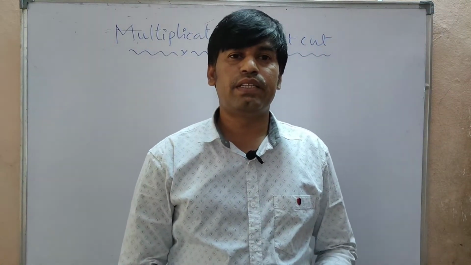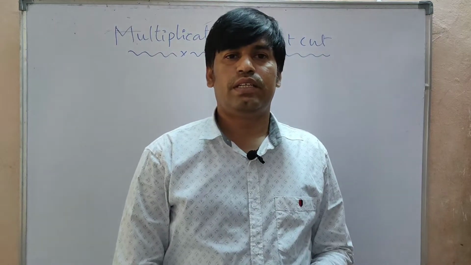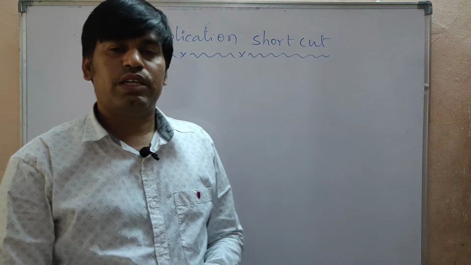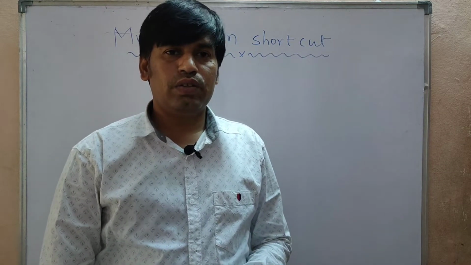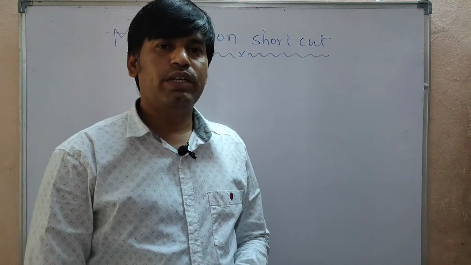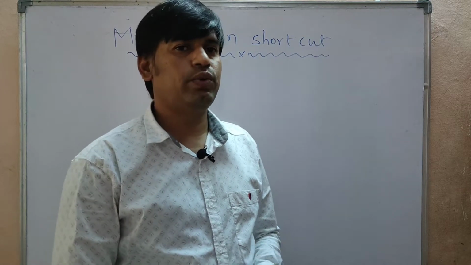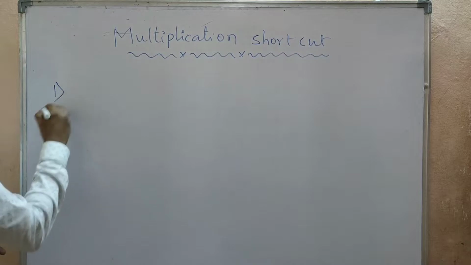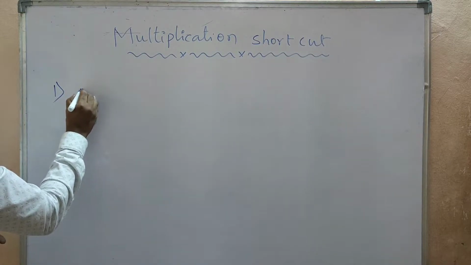Your multiplication shortcut trick. In the trick, two methods are there. Which methods are those? You can observe here. Starting, I am taking 2 by 2 numbers. Now you should observe the first one here. It is the formula.